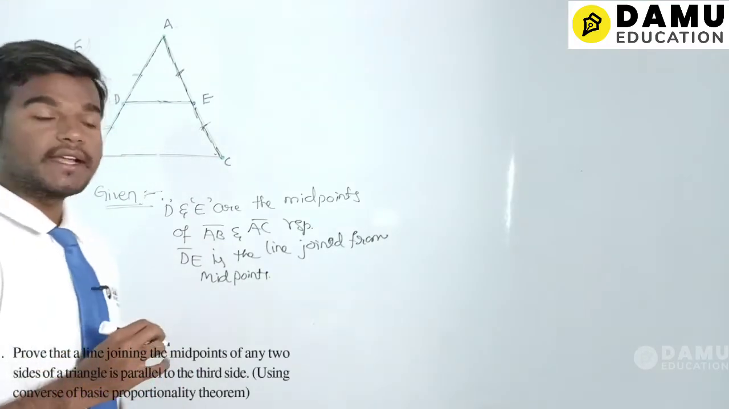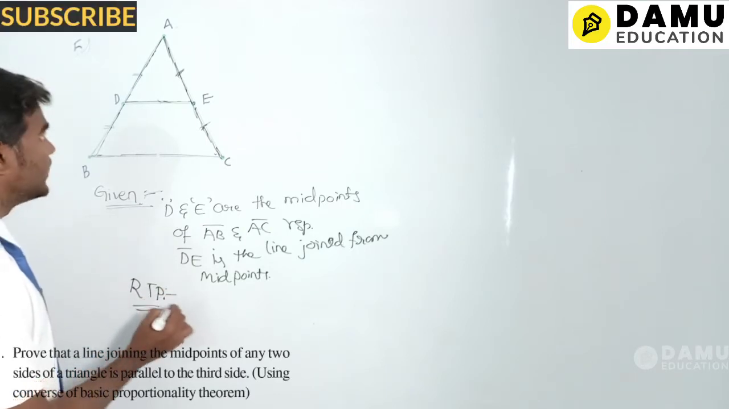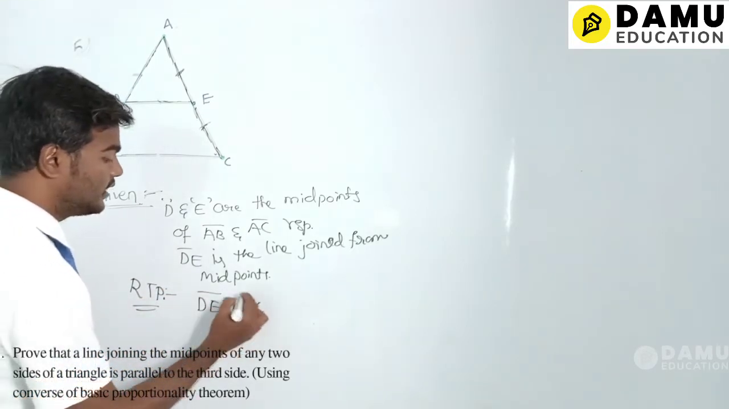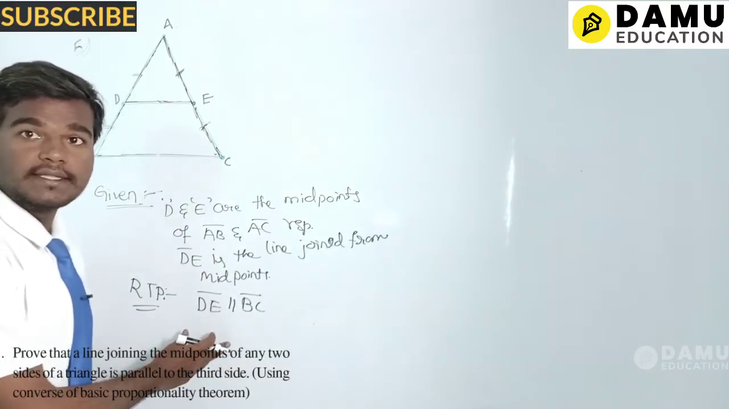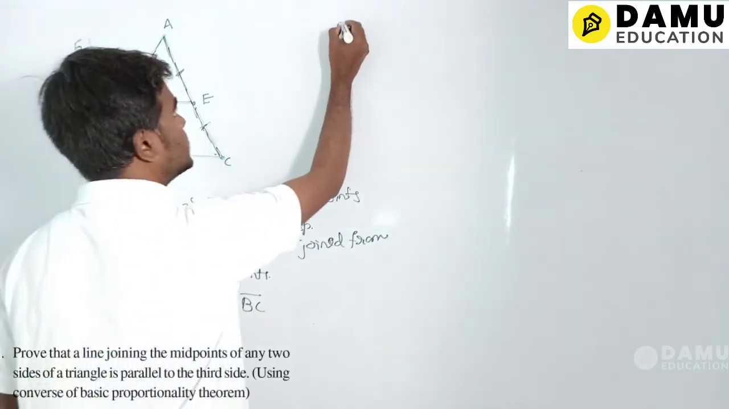Now what is required to prove? So RTP, required to prove, is DE is parallel to BC. DE is parallel to BC. We have to prove this is the case here. Now what you can write here is the proof. Let's write the proof.